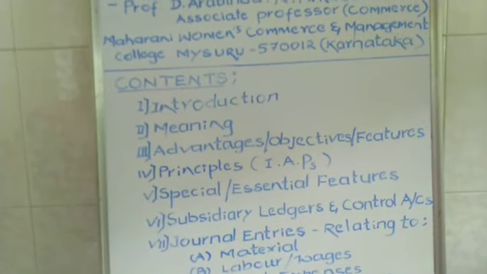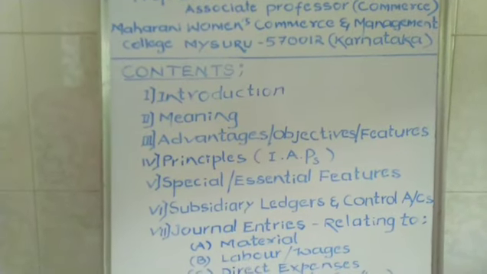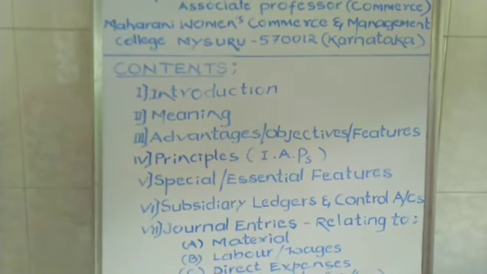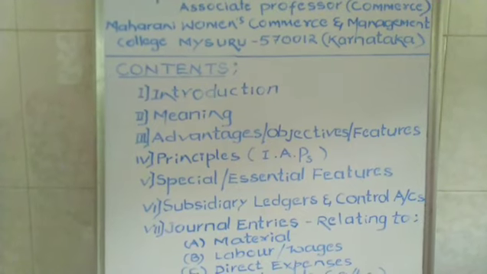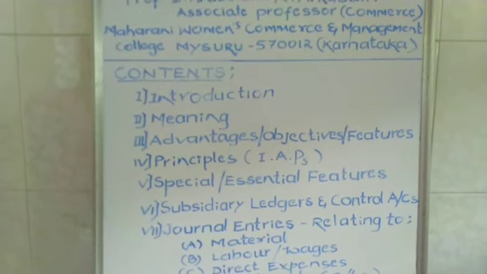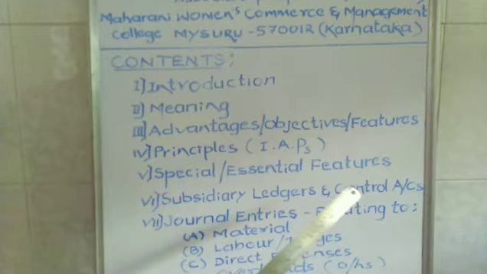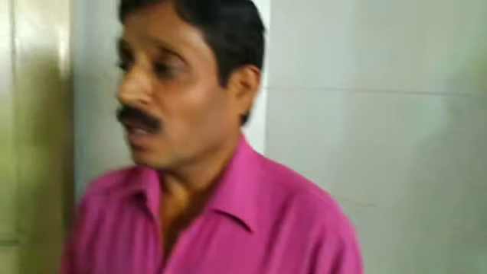Under integrated accounting system, we have to maintain various books of account. General ledger is a main ledger, and then we have to maintain various subsidiary ledgers and also various control accounts. Come to the various subsidiary ledgers and related control accounts. There are 6 types of ledgers we have to maintain.